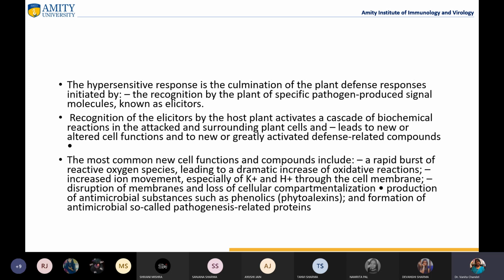So this will lead to an increase in certain oxidative reactions or a rapid burst of reactive oxygen species, and production of antimicrobial substances such as phenolics or phytoalexins, and formation of so-called pathogenesis related proteins. So this we call PR proteins, pathogenesis related proteins, which are being secreted in response to the pathogen attack in the host plants.